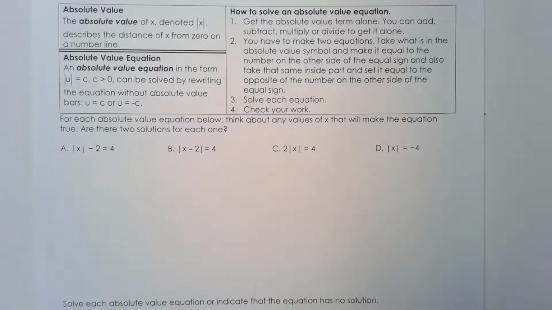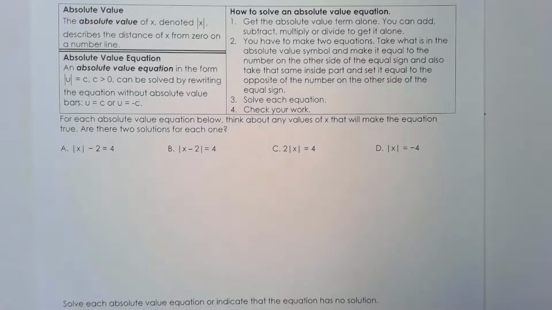All right, so we're going to look at how to solve absolute value equations. An absolute value describes the distance of a number from zero on a number line. So the key word is distance. If you remember, the absolute value can never be negative. It can be positive or zero, but never negative.